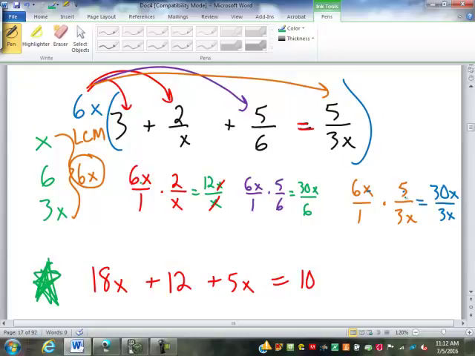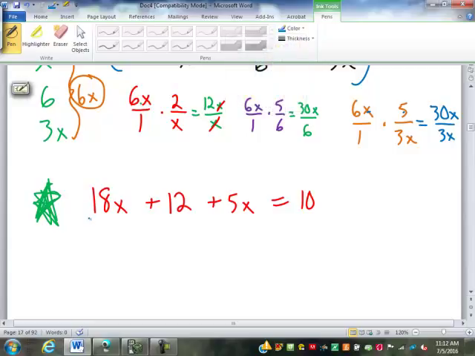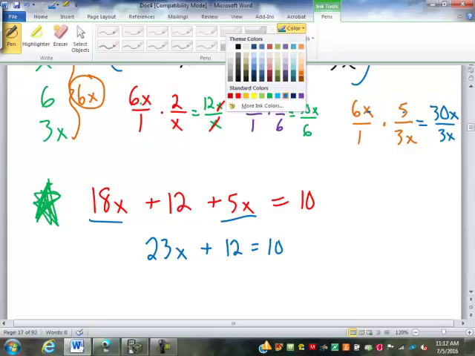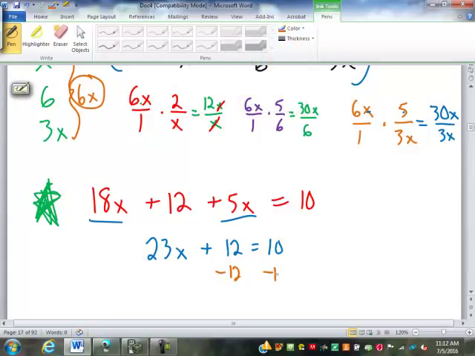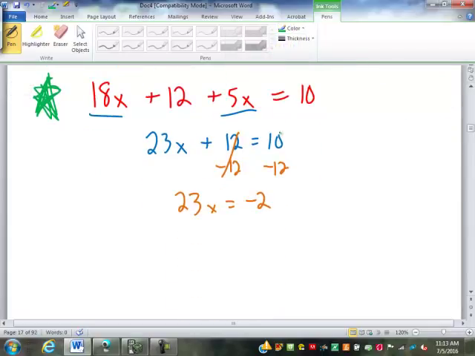So now what do I have to do? 18x and 5x make 23x, plus 12 equals 10. And then we subtract 12. 23x equals a negative 2. And then divide by 23, because 23 is what's multiplying the x.